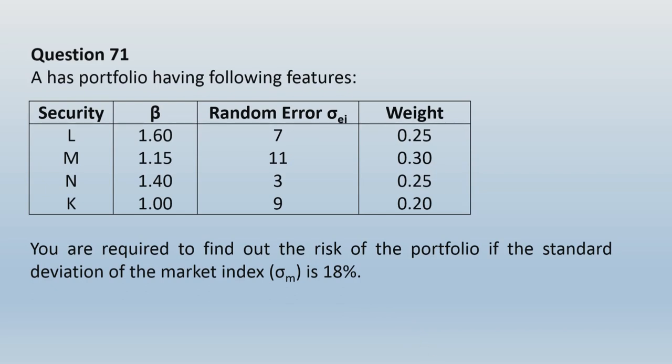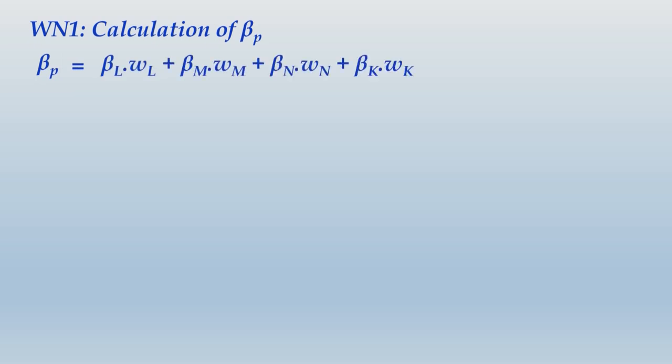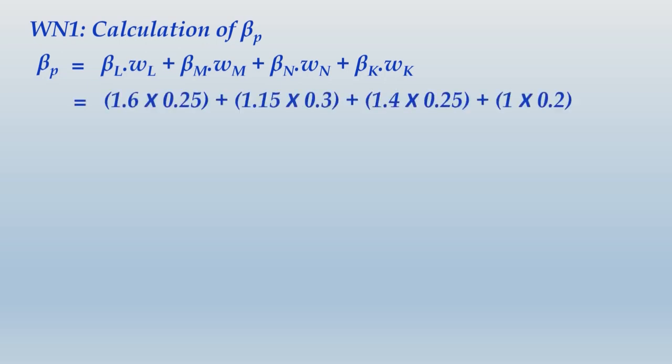So let us see how to present the solution. In the solution, we would first calculate the portfolio beta. You know one thing, portfolio beta is going to be the weighted average of the betas of the four individual stocks. So the good thing is we have direct information about the beta of each stock and the weight of each stock.